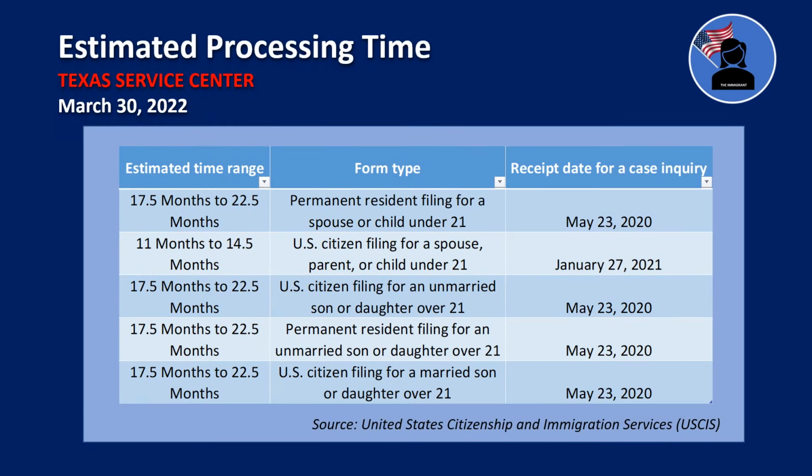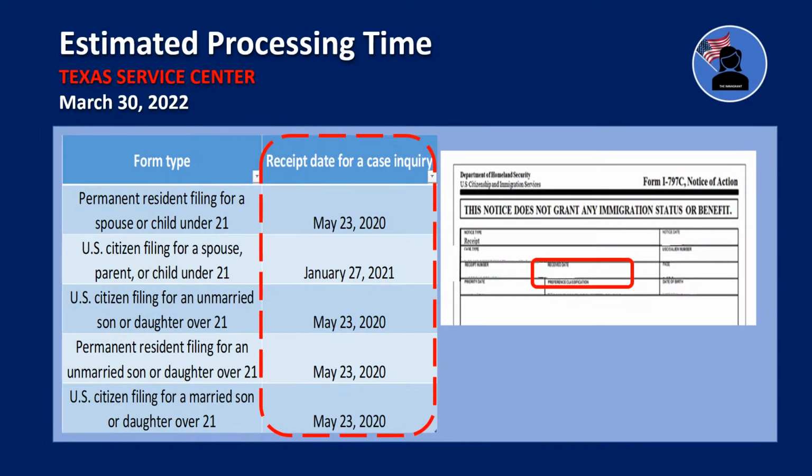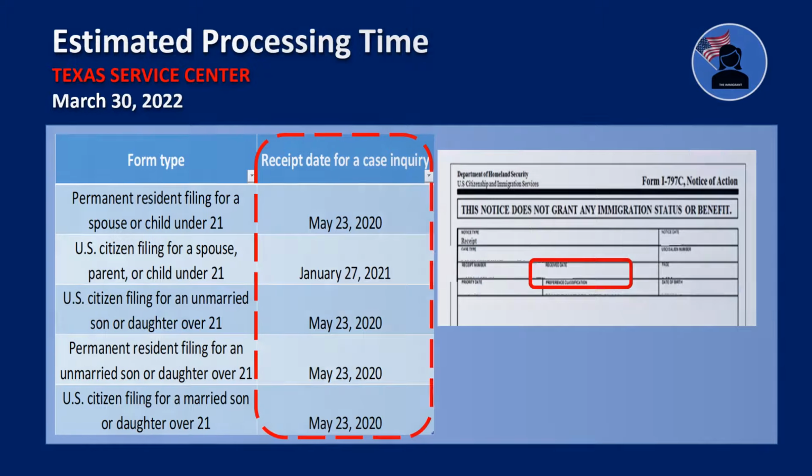Here is the processing time at the Texas Service Center. If you submitted your form to the Texas Service Center, and the receipt date in your Form I-797 is before the dates shown here, and you haven't received anything yet from USCIS, you may submit an outside normal time service request online in the USCIS website.